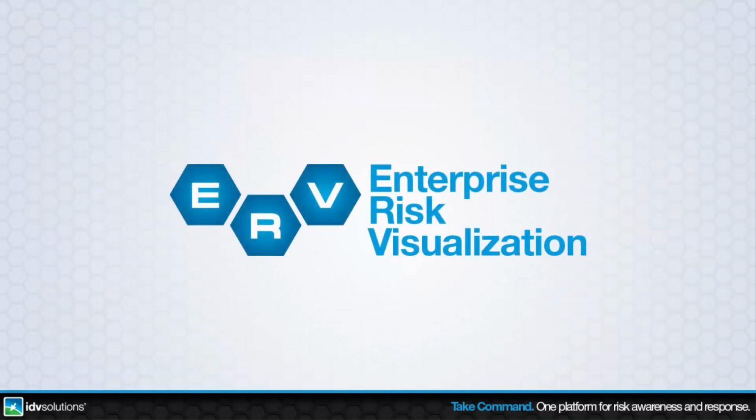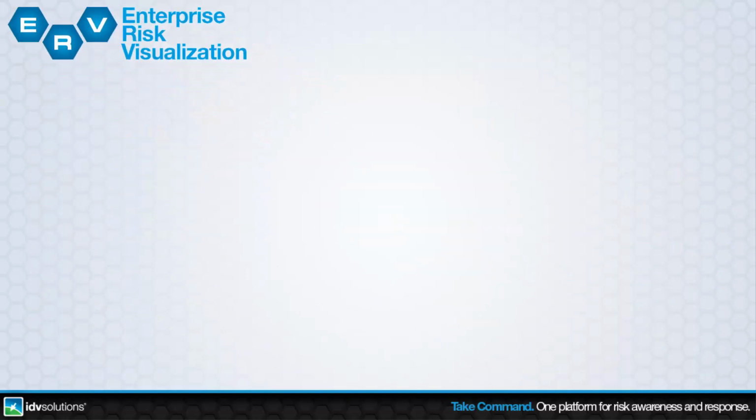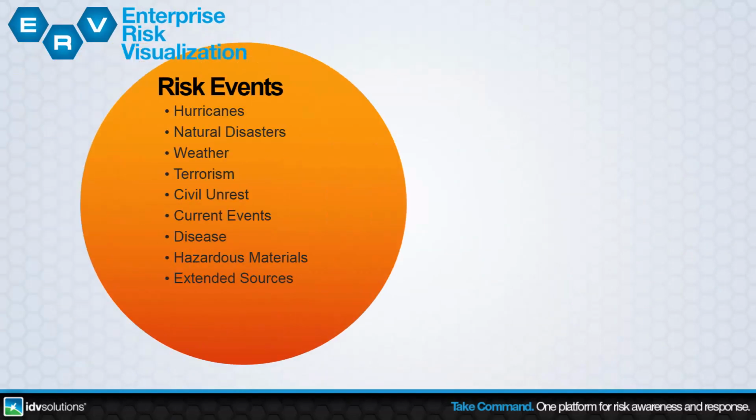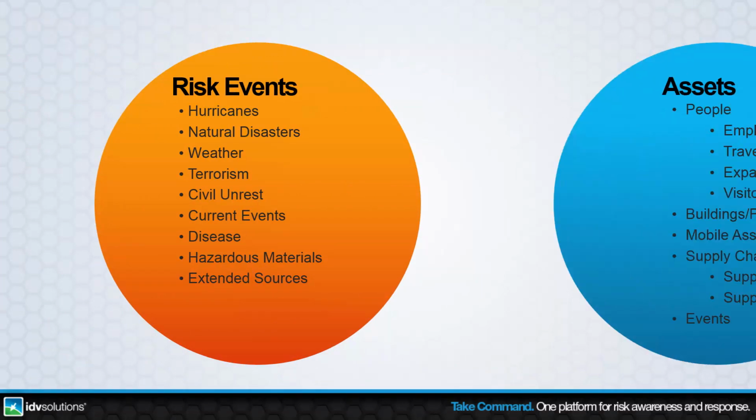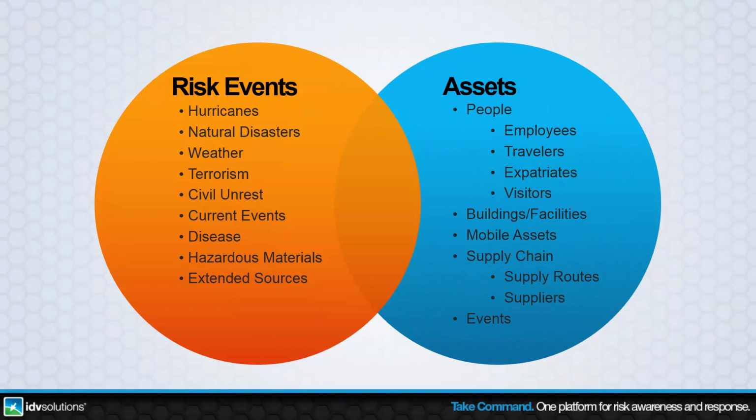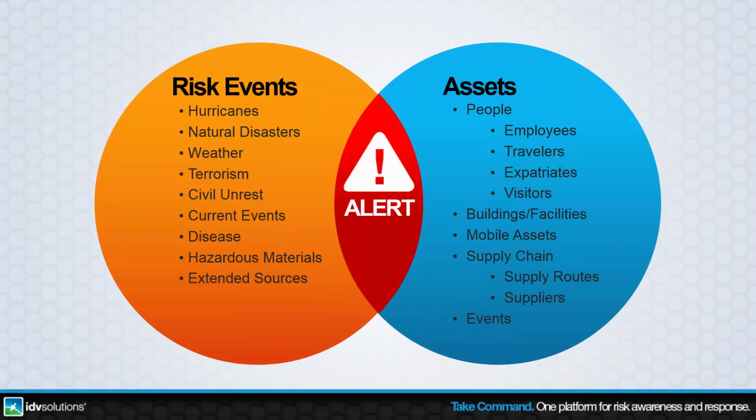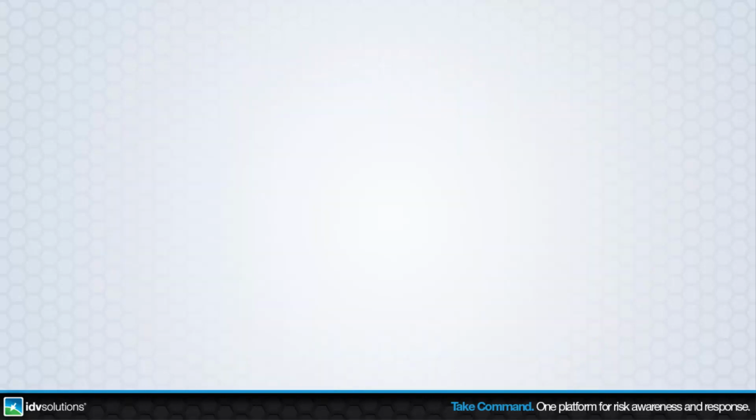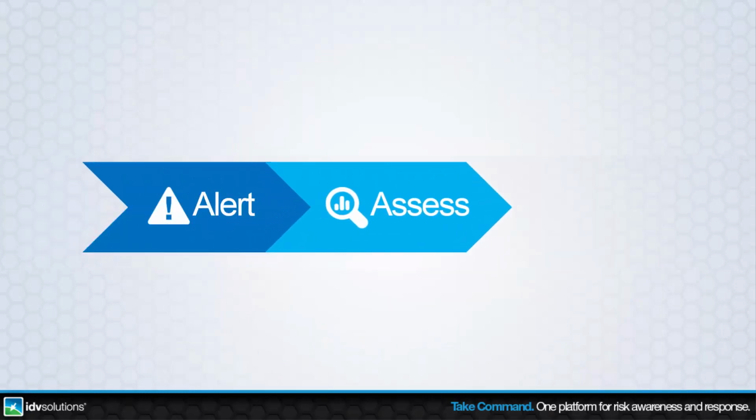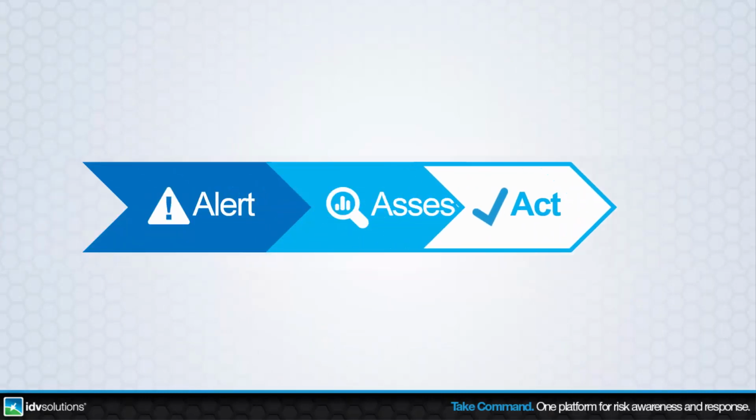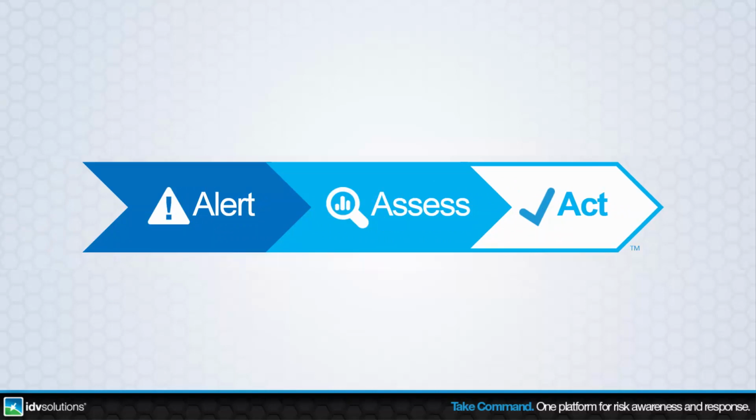Visual Command Center is enterprise risk visualization software. It unites information about hundreds of sources of global risk with the locations of things you care about. When a risk event occurs near one of your assets, Visual Command Center alerts you to the potential threat and kicks off a crucial three-step process. It provides you with early alerting about the potential risk, context and tools for assessing the risk, and tools you can use to mitigate the risk.